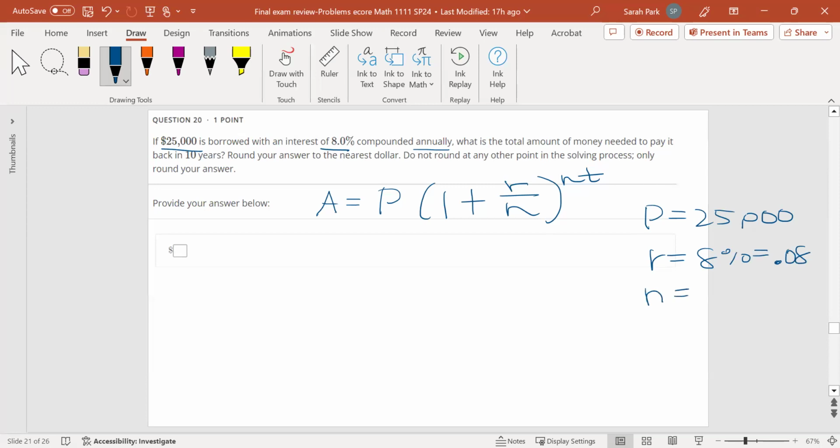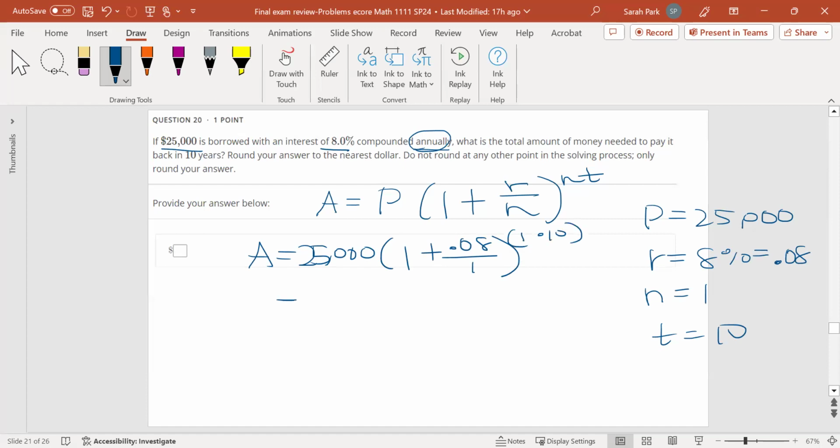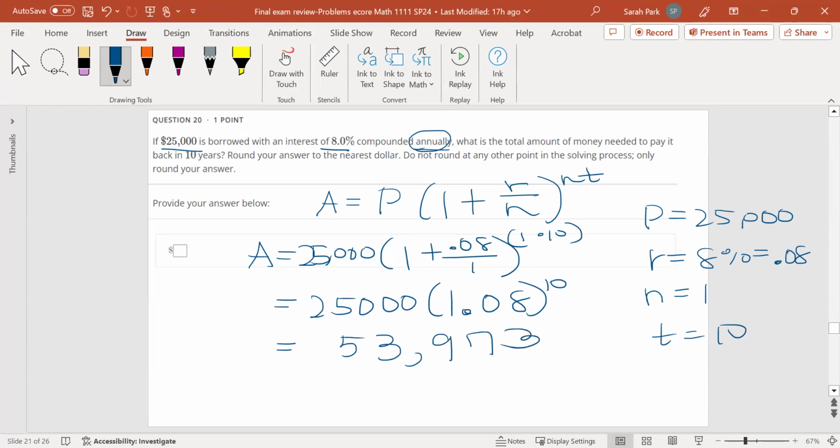n is the number of compoundings. This says annually, so that's going to be once a year. And then t is 10 years. So we plug it into the formula. We have 25,000 times 1 plus 0.08 divided by 1, raised to the 1 times 10. If we simplify that a little bit, we'll have 1.08 raised to the 10th power, and plugging that into the calculator gives you $53,973. We round to the nearest dollar, so no cents.